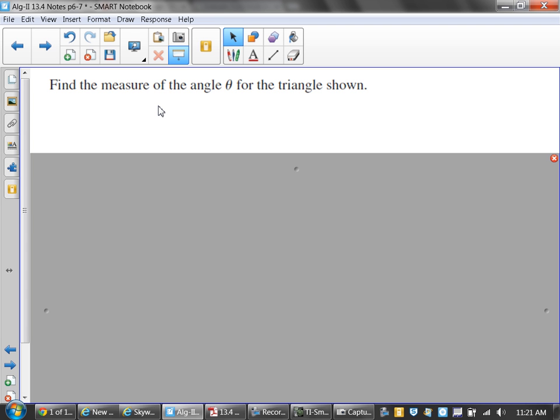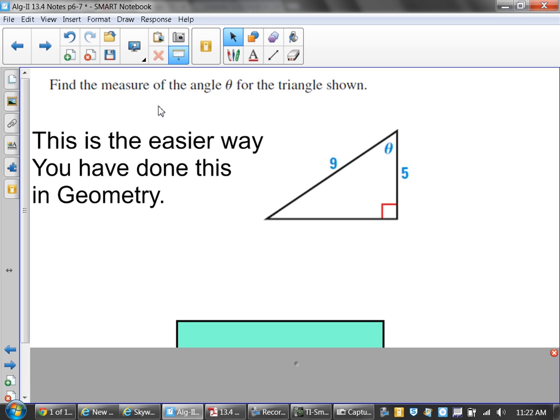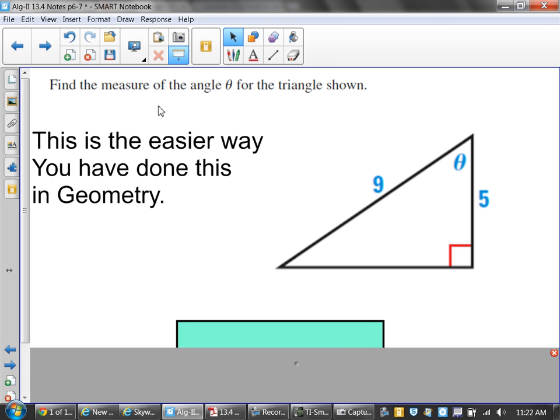What's going to happen here is you've all done this next stuff before. This is not going to be new. You've done this before.